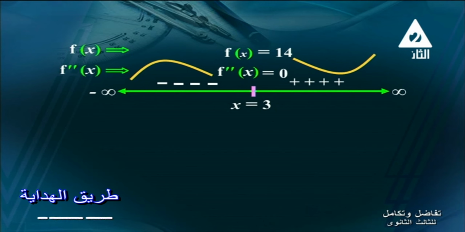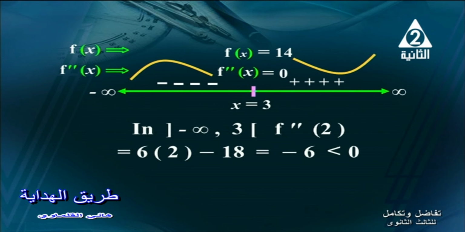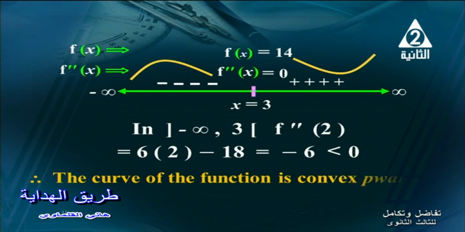We have two intervals. The first interval is from negative infinity to 3. f double dash of 2 equals 6 multiplied by 2 minus 18, 12 minus 18 equals negative 6. Then the sign of f double dash in this interval is negative, a value smaller than 0. Then the function is convex upward in this interval. So the curve of the function is convex upward in the open interval negative infinity and 3.